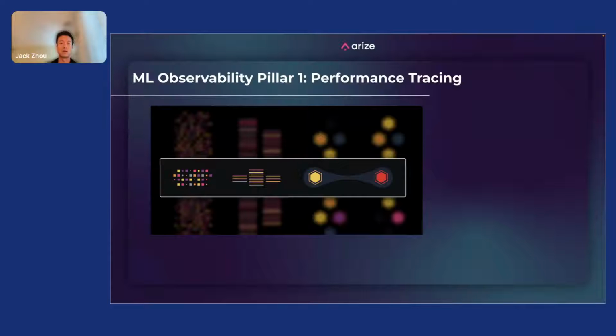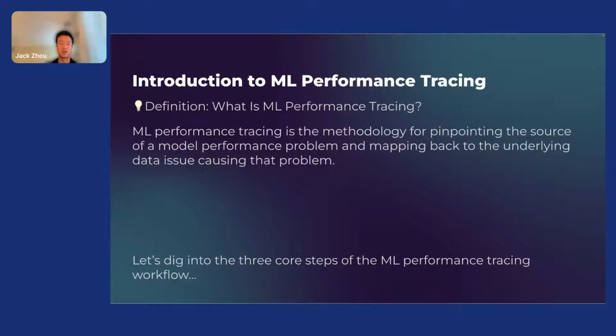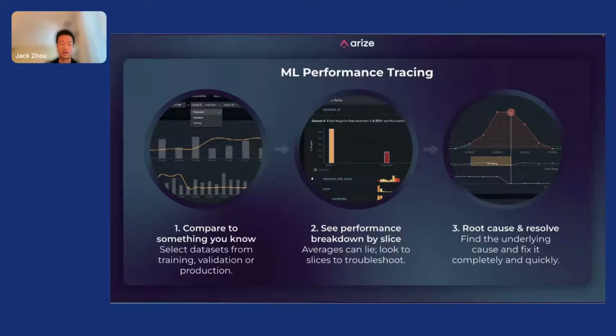So the first pillar is performance tracing. What does that mean? ML performance tracing is the methodology for pinpointing the source of a model performance problem and then mapping it back to the underlying issues or underlying features that cause that problem. And typically we think about this in 3 steps. First, you want to compare the performance you're seeing now to a baseline.